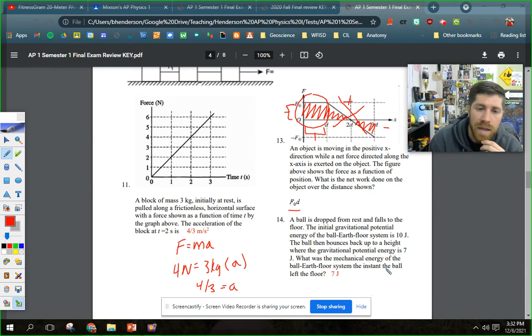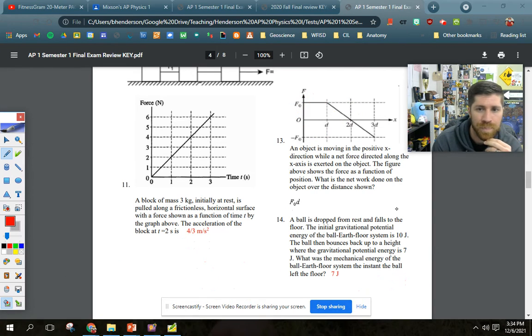Here, if my ball starts with 10 joules of energy up here, and it bounces, so after the collision, it bounces back up and it only has 7 joules of energy, then that means when it left the ground, it only had 7 joules, which means it lost 3 joules of energy. Really, where did it go? We know it went to sound, heat when it hit the ground, a little bit of deformation of the ball.